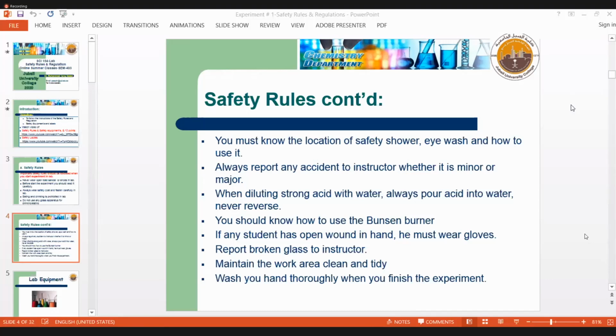Report broken glass to the instructor. Maintain the work area clean and tidy. Wash your hands thoroughly when you finish the experiment. So these are the safety rules. If you take the quiz, you will get all questions from these safety rules. Nothing will be outside.